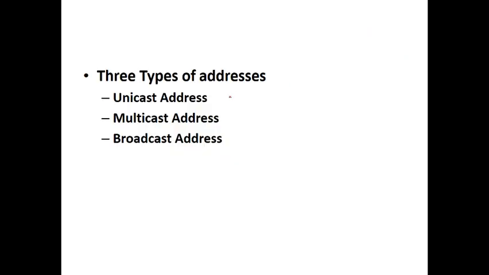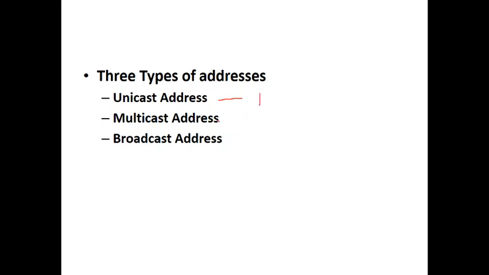If we want to see the types of addresses, there are three different types: unicast address, multicast address and broadcast address. Depending upon the number of receiving devices, they are divided as unicast, multicast and broadcast. Whenever I consider unicast, the frame is delivered to only a single device. That means the address represents only one device.